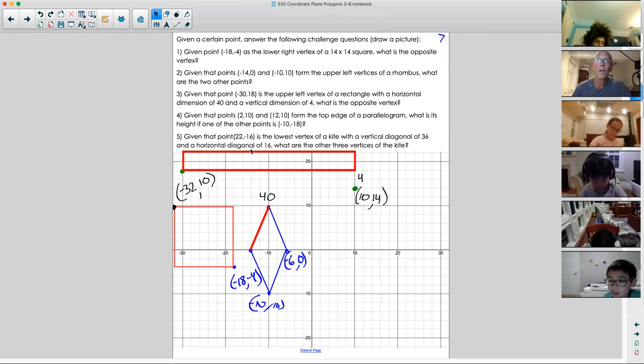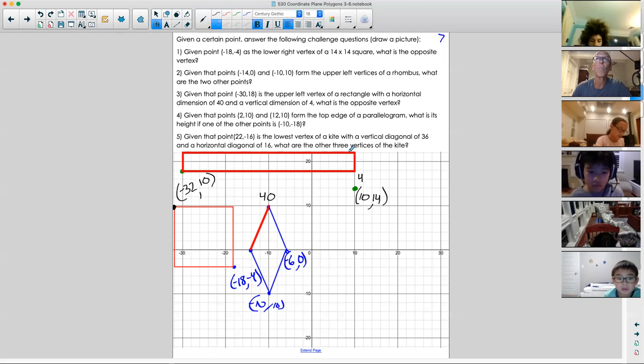22, and nope, 22 is the vertical. You always start with the horizontal. So then it's negative. No, it's 10. Wait, there you go, it's 10. 10, comma, 22.